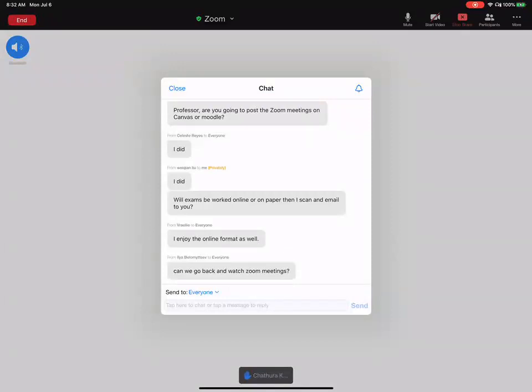will exams be worked online or on paper, then I scan and email to you? No, the exams are all going to be administered via the quiz program on Moodle. So you plug in the numbers, it'll automatically grade. Okay, so there's no scanning the homeworks, there's no manual grading of the exams, it's all going to be calculated questions graded automatically by Moodle. So you get instant feedback, so you get instant score, you get to revise over and over again, and you know where you went wrong. Okay.